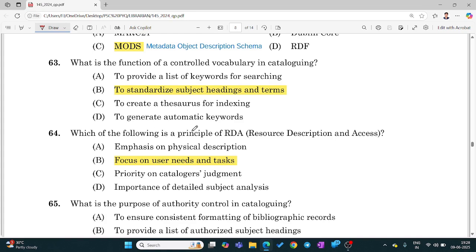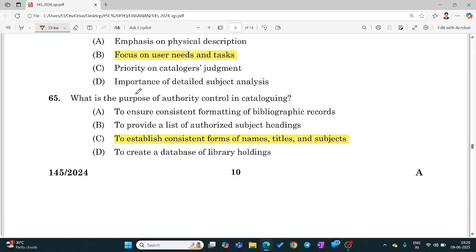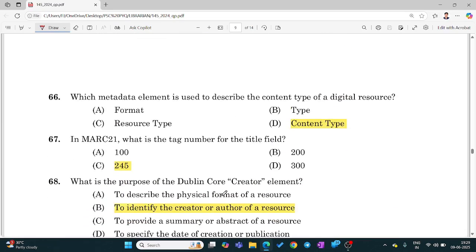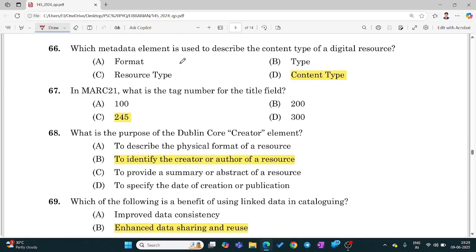Which of the following is a principle of RDA, Resource Description and Access? Focus on user needs and tasks. What is the purpose of authority control in cataloging? To establish consistent forms of names, titles, and subjects. Which metadata element is used to describe the content type of a digital source? Content type.